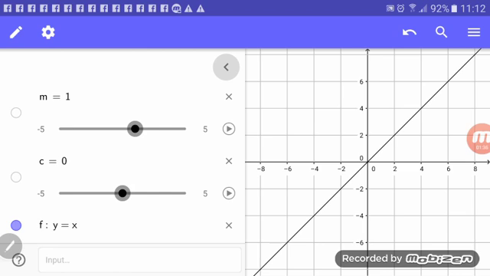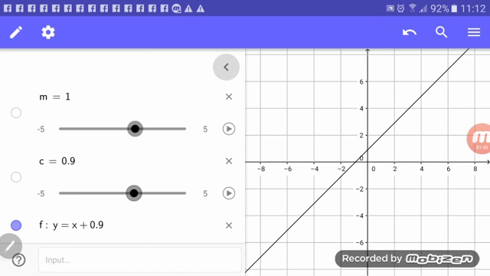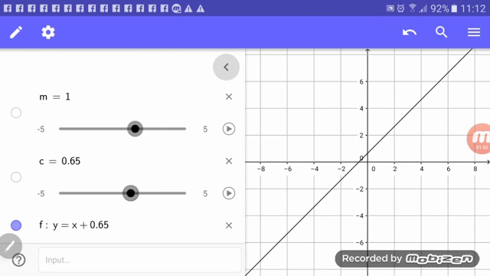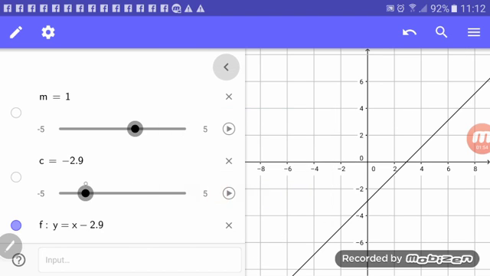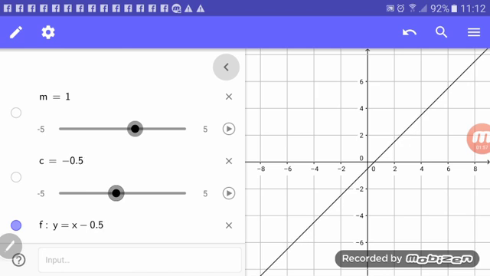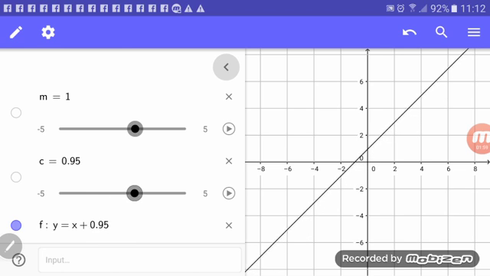Now, if we change our c value, our constant value, so if I adjust it on the left here, let's see if I can get a whole number. Whoops. Can you notice that as I'm trying to increase this, the line goes up? Got it. Okay, so when our c is equal to 1, our y-intercept is also equal to 1.